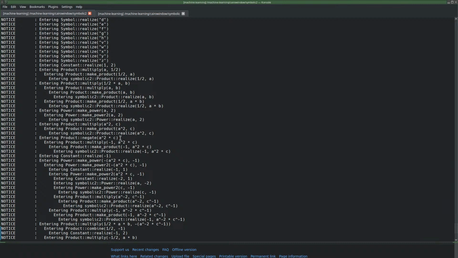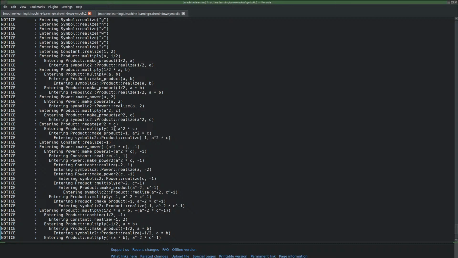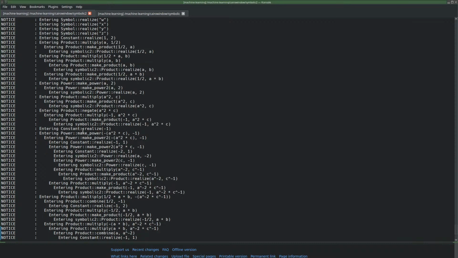Then we get that. Multiply -1 or that. Make product realize. Make -1 that doesn't exist yet. You gotta be kidding me. It does exist, but I'll realize anyway.